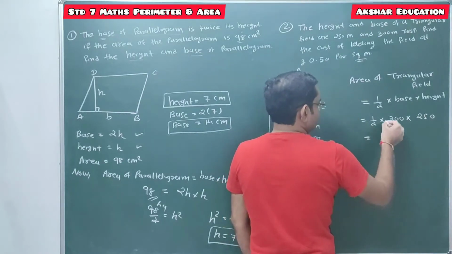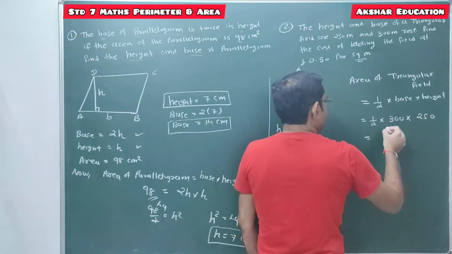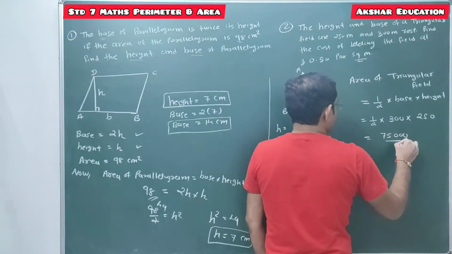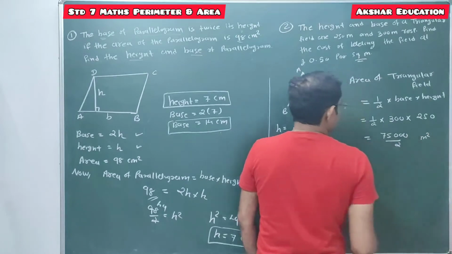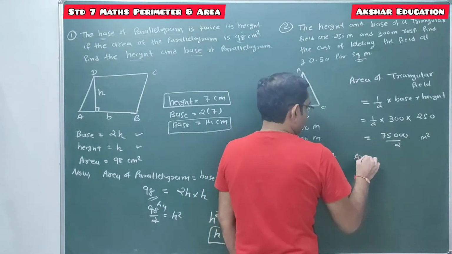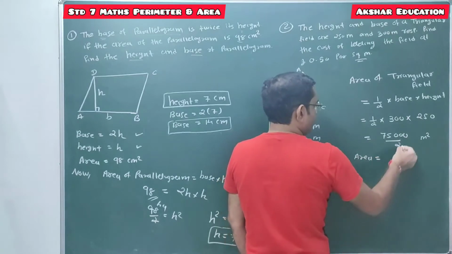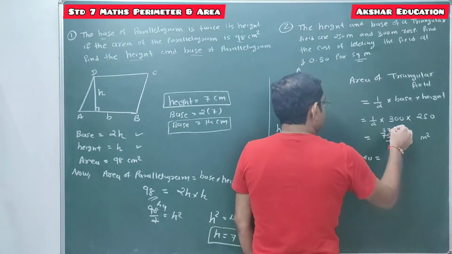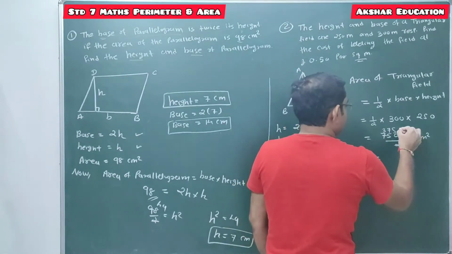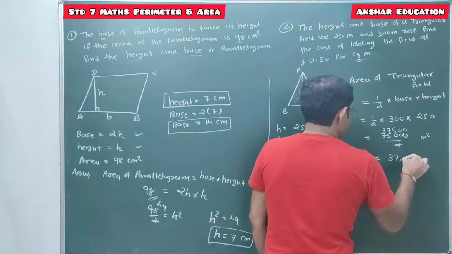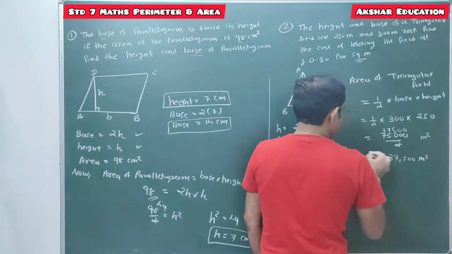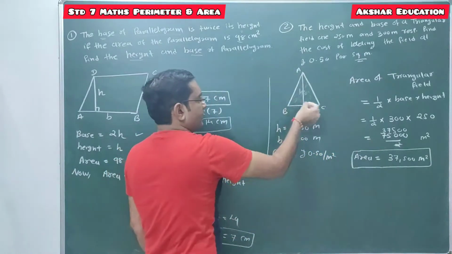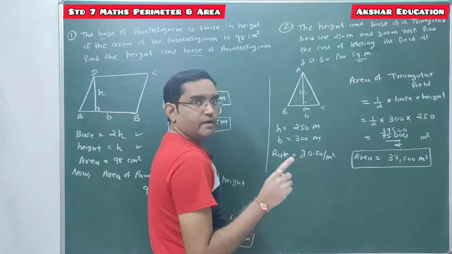So this is equal to 25 3s are 75 and 30, and divided by 2, this much amount of meter square. So we are getting the area of the triangular field equal to 2 3s are 6, 2 7s are 14, 2 5s are 10 and 2 0s, 37,500 meter square. This is the total area of our triangular field. The total area of the triangular field is 37,500 meters square.